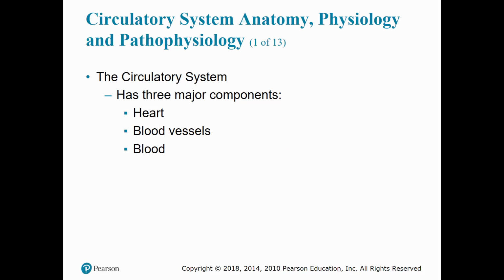The circulatory system has three major components, and each of these components can play a significant role in patients experiencing a cardiac-related emergency. The heart, which is the muscle of the cardiovascular system, is what pumps blood throughout our entire body. Blood vessels are what transport the blood. It's the actual subway, I guess you could say, or tubing throughout our body that allows the blood to go to various portions of the body as well as coming back to the heart.